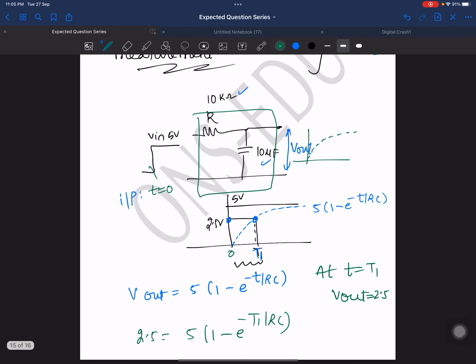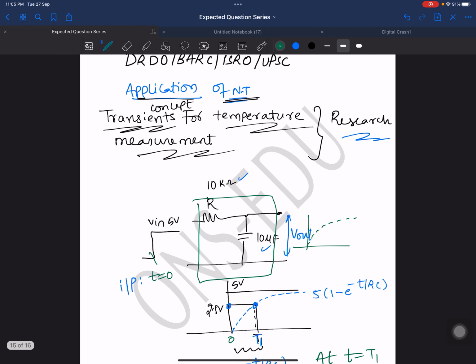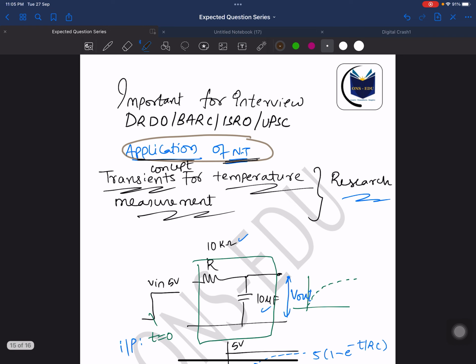Okay. So now suppose for example I am teaching how to use network theory concepts to get more marks in interview. Very important from the interview perspective in DRDO, BARC. If they ask you this question, how are you going to use your network? Many times they ask you what's your favorite subject.